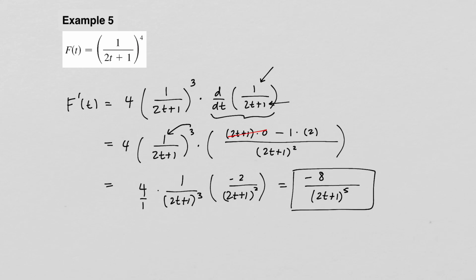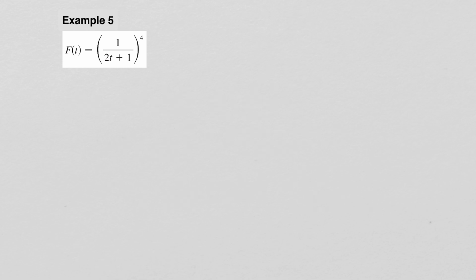Now, there is another way to do this problem, and I'd like to show you that method now. So what we could do in the beginning of this problem is rewrite it as 1 to the fourth over 2t plus 1 to the fourth. And 1 to the fourth is 1. And then we can rewrite this as 2t plus 1 to the negative 4. And now if I take the derivative f prime of t, we will apply the power rule.